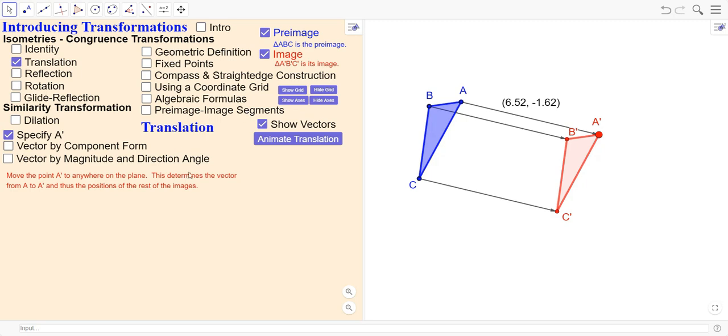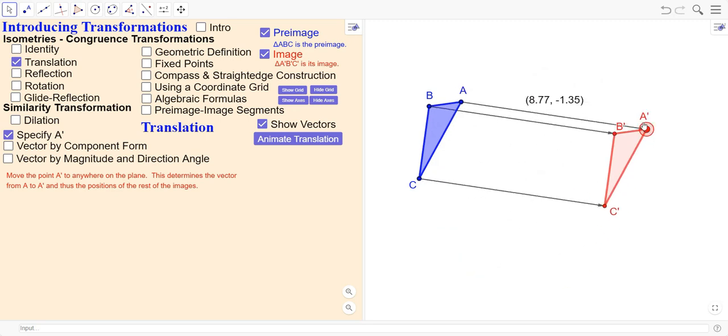Okay, so that's what we have. Now it turns out there are different ways that we can specify the vector. I'm going to show you at least three ways here. One is by just specifying the image point A prime. Perhaps that's the easiest way. We can also identify that vector by giving the component form or the magnitude and direction form.